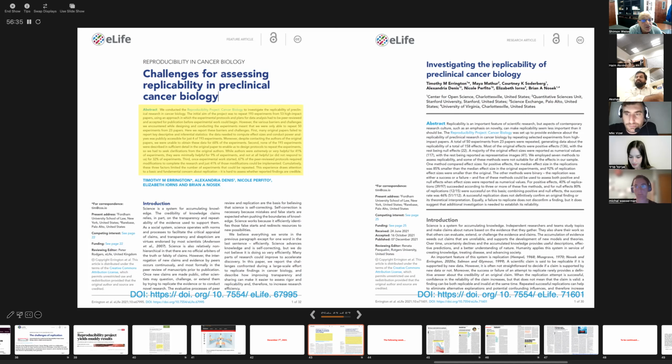Third, once experimental work started, 67% of the peer-reviewed protocols required modification to complete the research, and just 4% of those modifications could be implemented. Cumulatively, these three factors limited the number of experiments that could be repeated. The experience drew attention to a basic fundamental concern about replication. It is hard to assess whether reported findings are credible. So this is really earth-shaking.